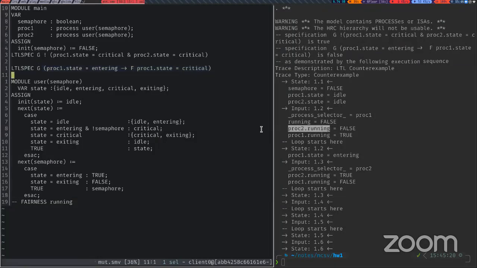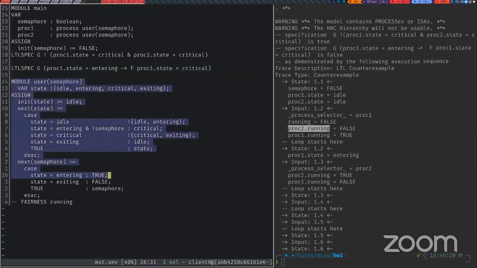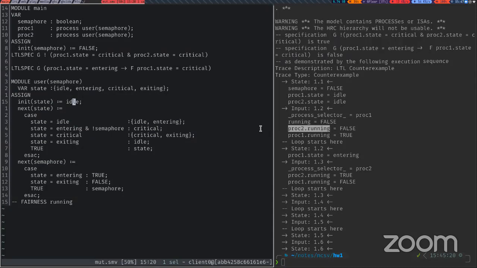We didn't define this variable anywhere over here. So the running variable is a special variable that's implicitly associated with the asynchronous processes, the asynchronous modules. It is true when the process is taking a step, and is false when the process is idle. Not idle in the sense of the state idle, but idle as in it's not taking its next transition.